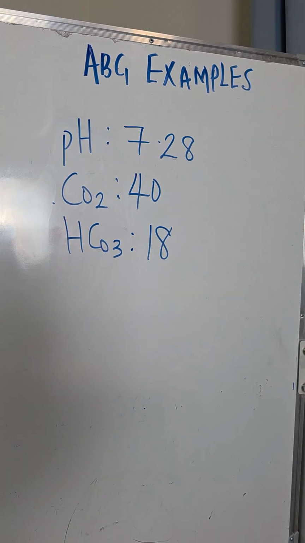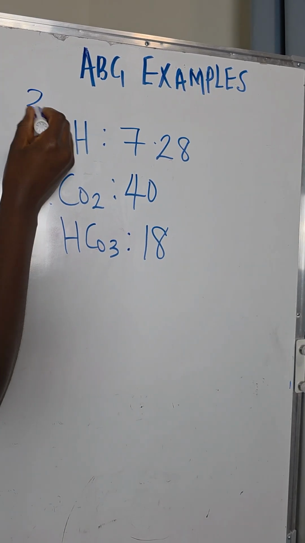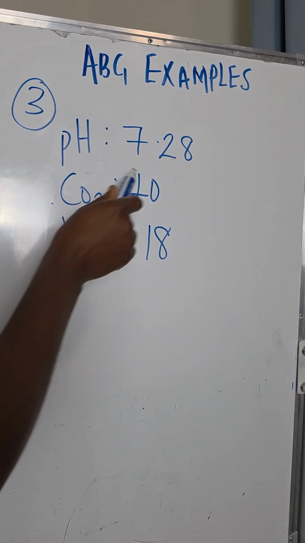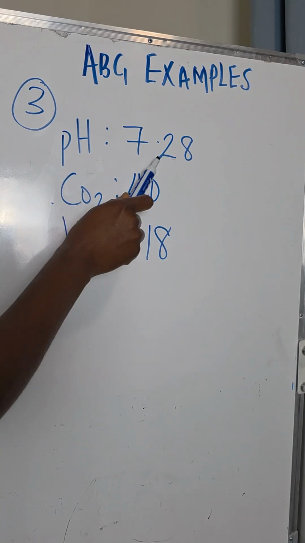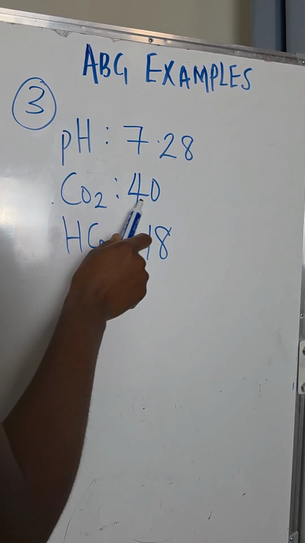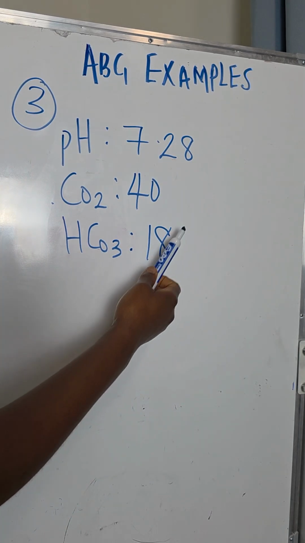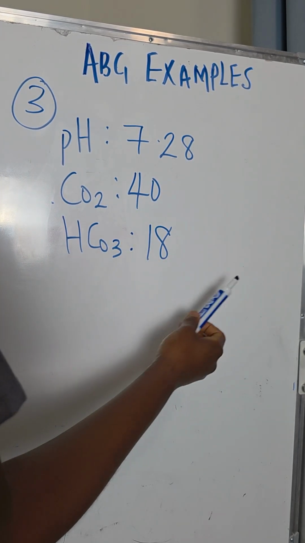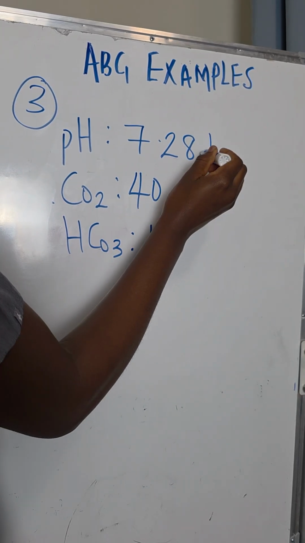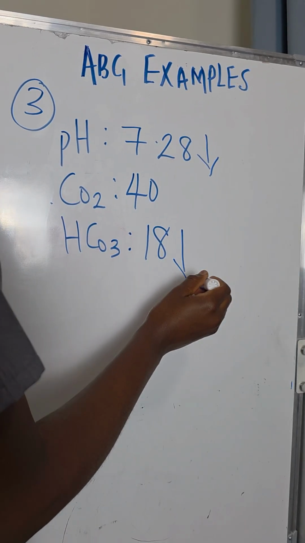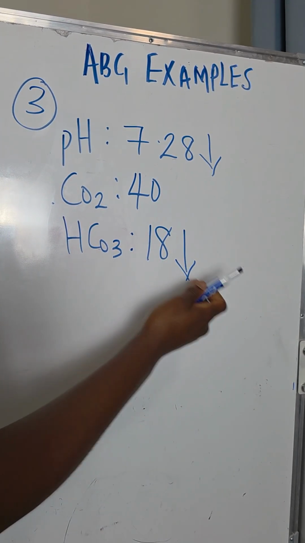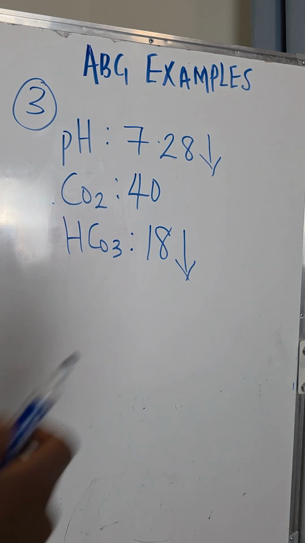Then we'll take another example. This is example number 3. In this example, the pH is 7.28. That is below 7.35, so the patient has acidosis. The CO2 is normal because the normal CO2 is 35 to 45. The bicarbonate is 18, which is low. So in this example, the pH is low and the bicarbonate is low, and they are moving in the same direction. Therefore, this is metabolic acidosis.